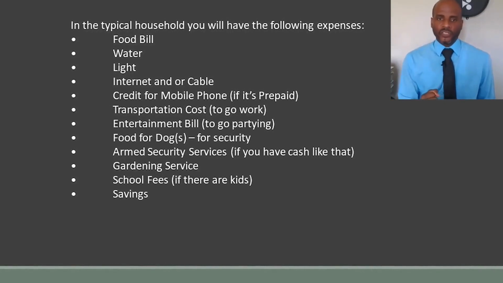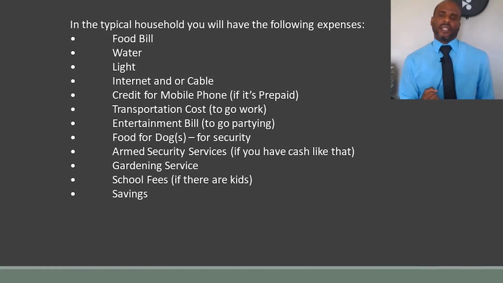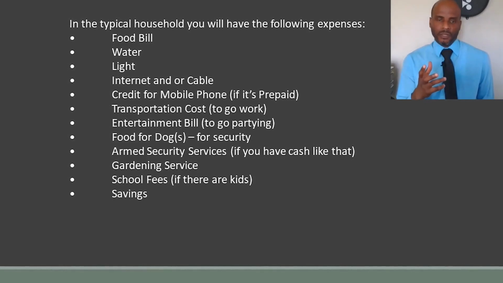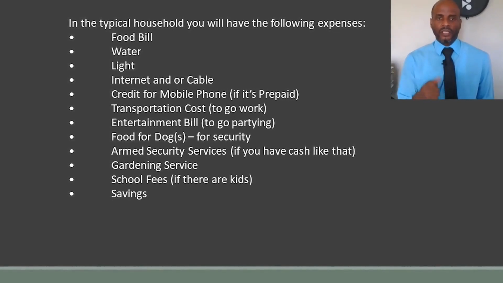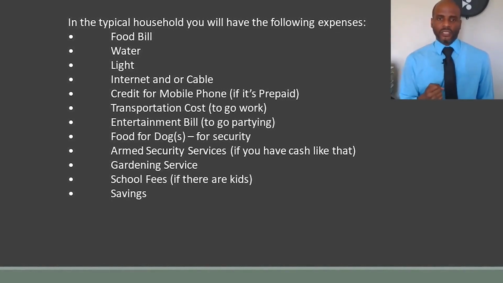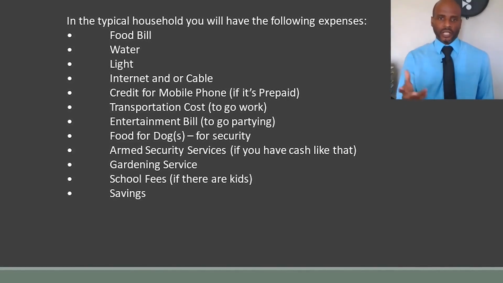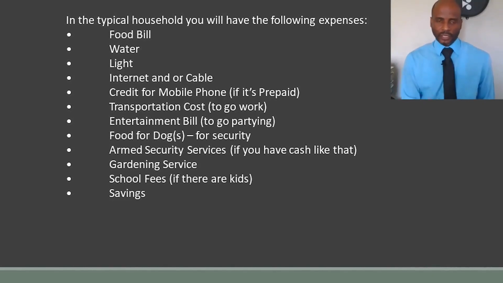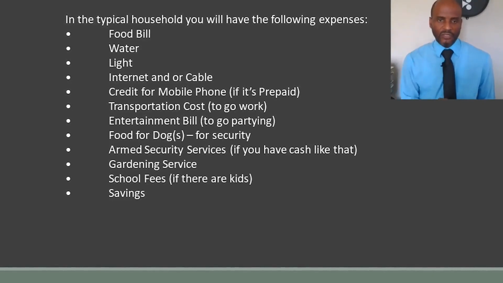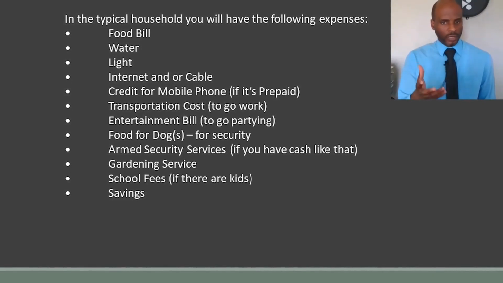Armed security services, if you have cash like that, to have armed security services. Gardening services, so you have somebody that cleans up your yard, cuts your yard, plants flowers, trims the edges and stuff, so that's an expense. School fees for the kids, two kids, right? And then there will be savings as well. We hope you save, right? You have savings put away as well, right?